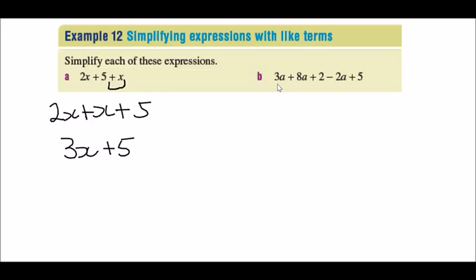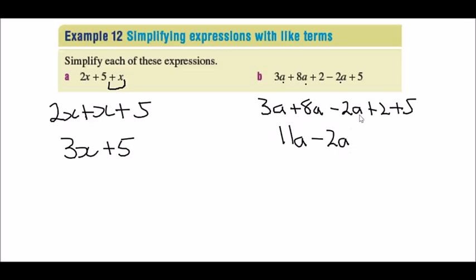Next one is 3a plus 8a, and we've got a minus 2a. So here's our like terms, all got the same letters in there. So let's do this. I'm going to rewrite this. So 3a plus 8a minus 2a. And then our last parts, the plus 2 and the plus 5, have to go in at the end there. Okay, so 3a plus 8a gives us 11a.